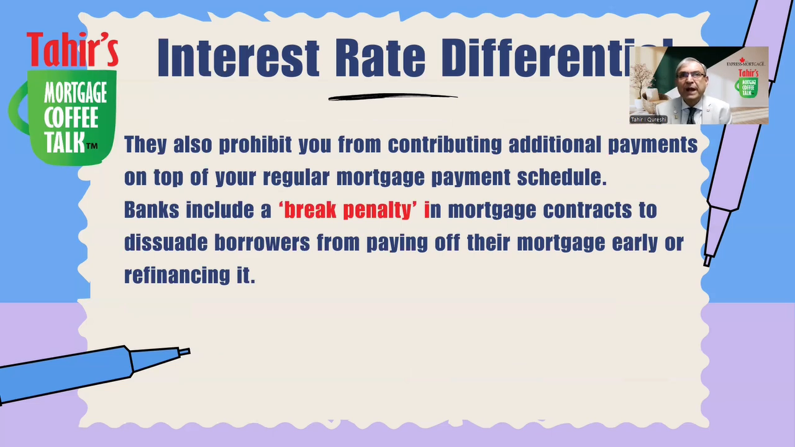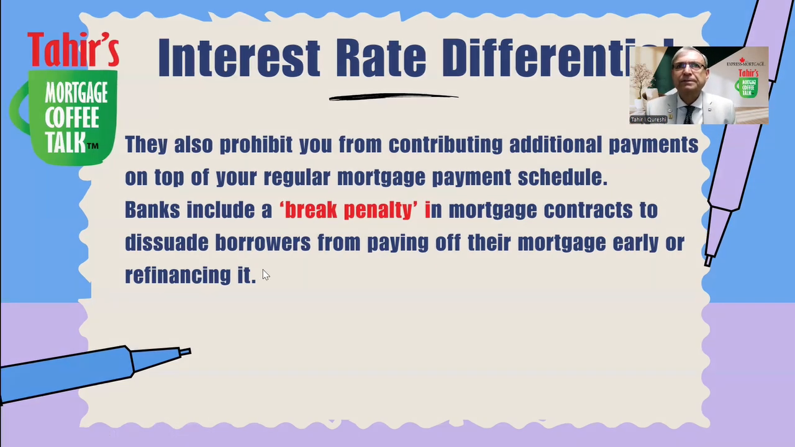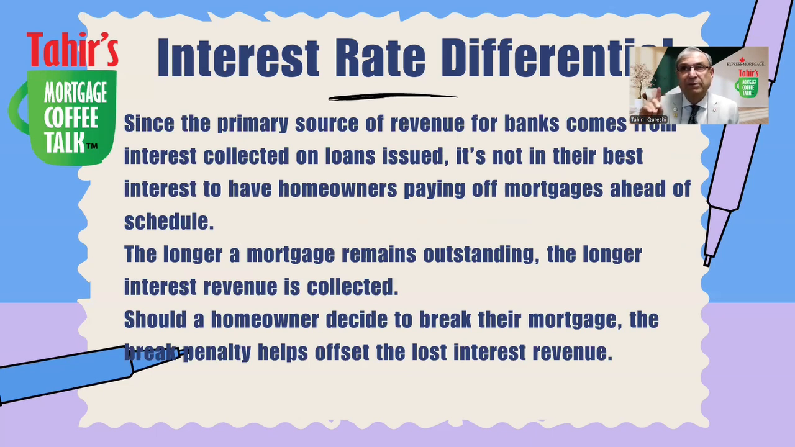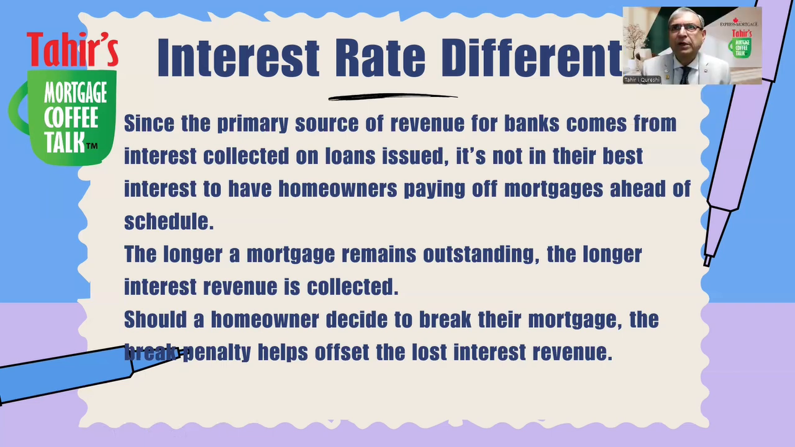Banks include a break penalty in mortgage contracts to dissuade borrowers from paying off their mortgage early or refinancing it, because they will lose business. And this is why it's very, very important. Understand? So now interest rate differential. This is very, very critical. I'm telling you, the penalty could be 3 times the normal payment. And I'm going to show you a calculation also, an example for that. And you have to calculate the same way what your calculations are.